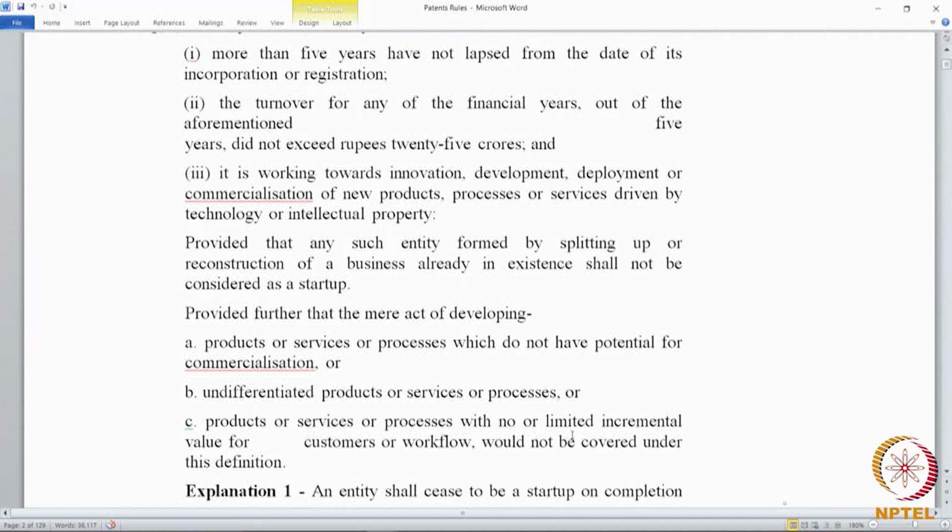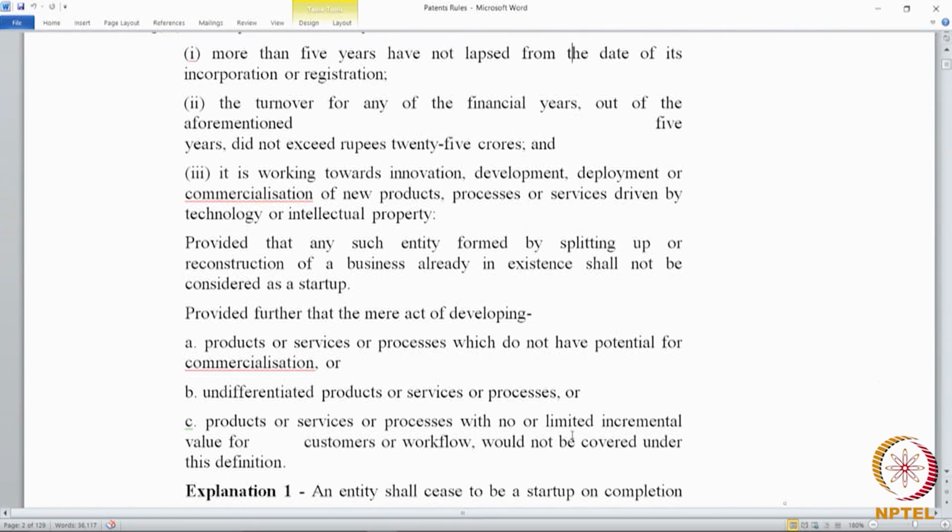Now, the definition further goes on to say what will not amount to a startup. They are mentioned in the proviso. Provided that any such entity formed by splitting up or reconstruction of a business already in existence shall not be considered as a startup. So, if an existing business is shelled off into a smaller unit, it will not amount to a startup. So, you have to start something afresh to claim this status.